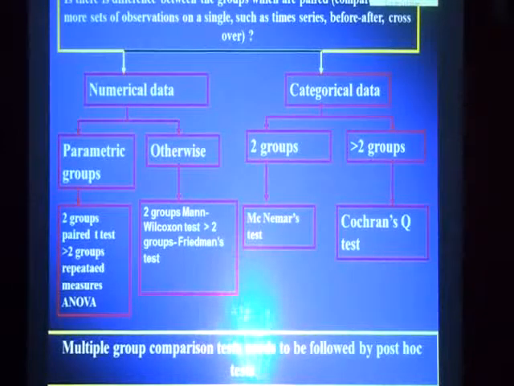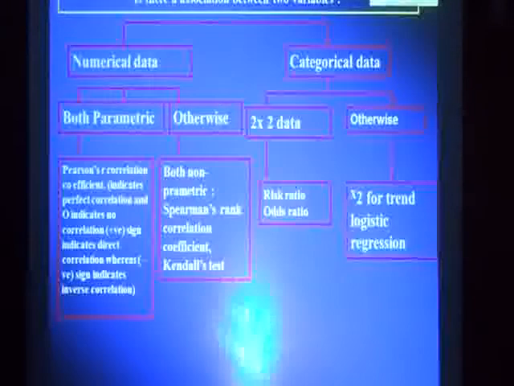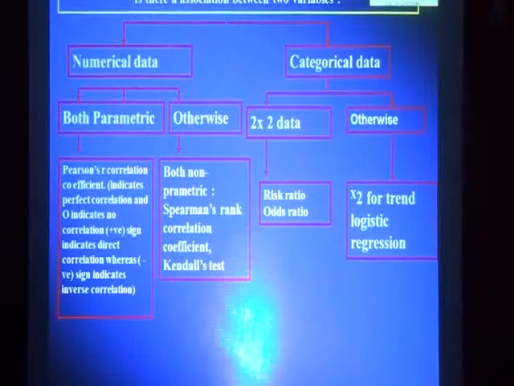Okay. And the third one is the association between 2 variables, because the research question may be to find out whether there is an association between the 2 variables you are researching. In that case, say numerical data, categorical data. If it is numerical, both parametric, then Pearson's correlation coefficient. And here the R value is what you find out.